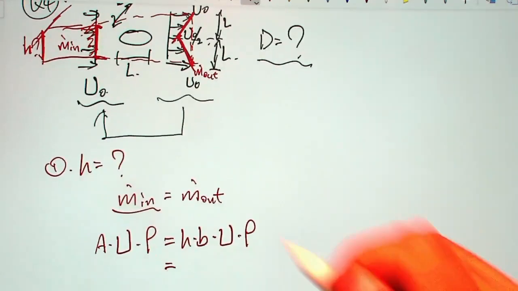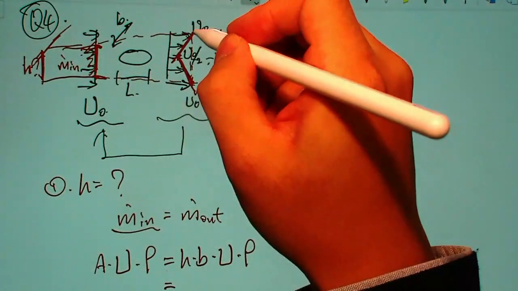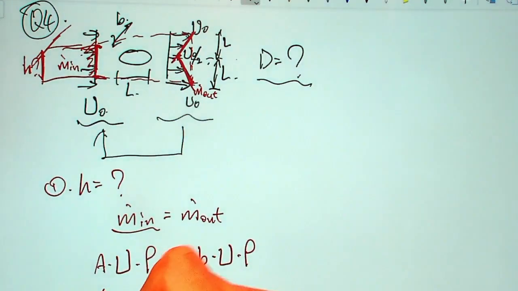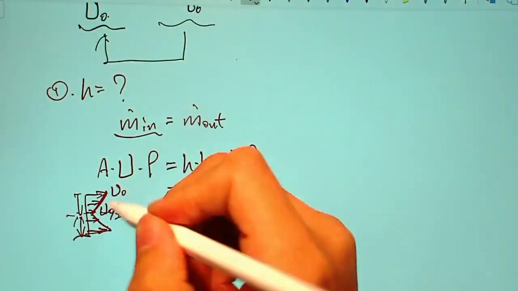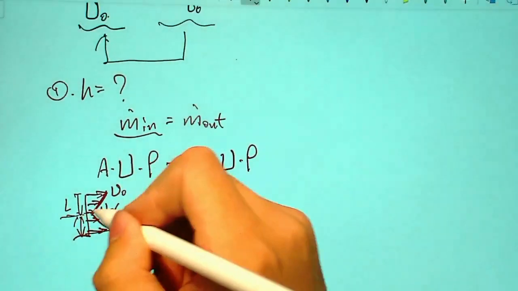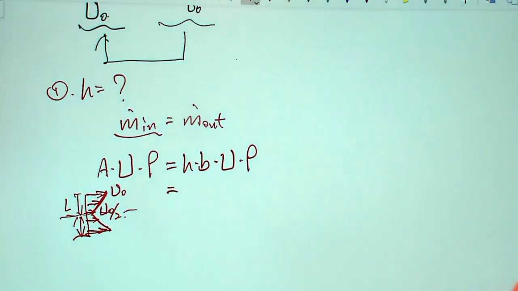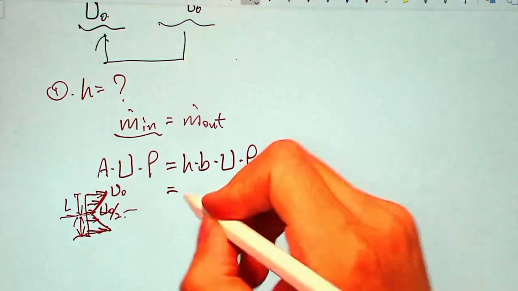For the outside, it's a little bit more complex. We have a profile like this. The peak point is U0, we have a linear variation in between, and the minimum point is half U0. To calculate this mass flow rate, since it's symmetric, we can only consider the top half and then double it to get the total mass flow rate.